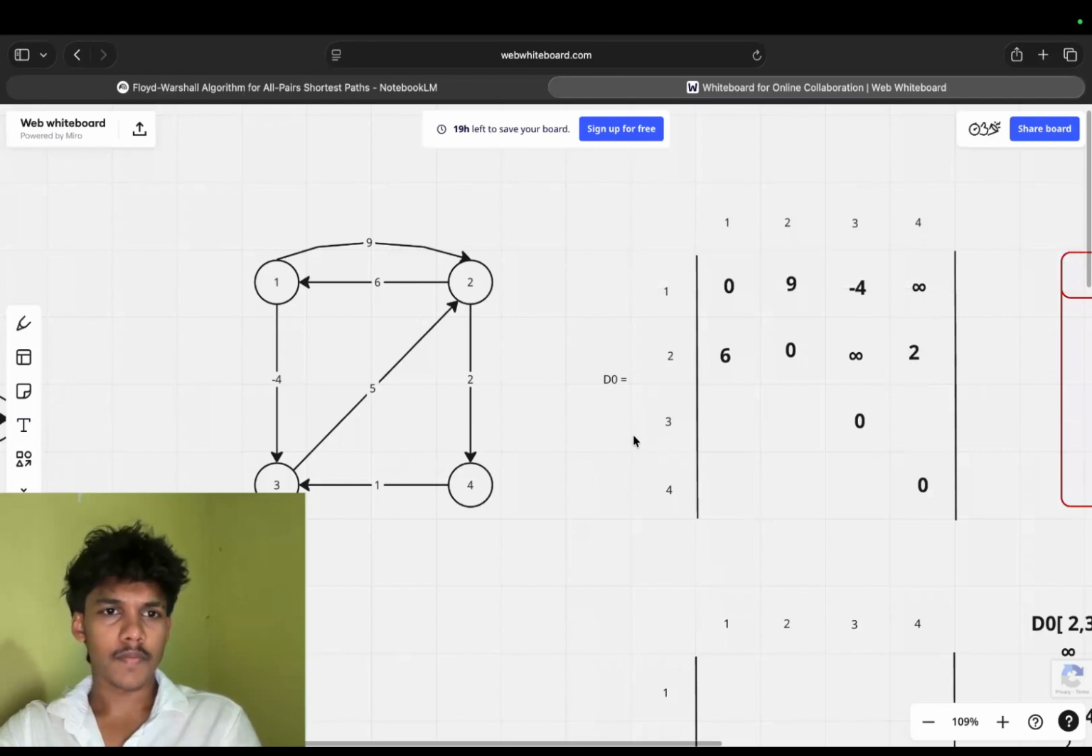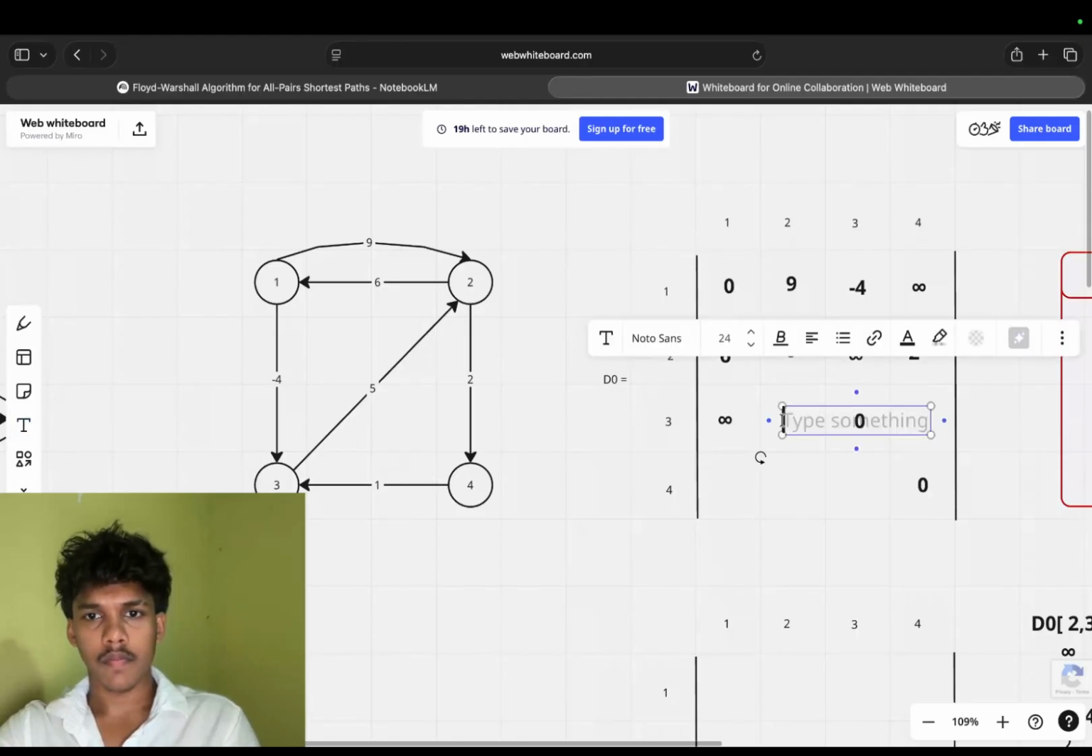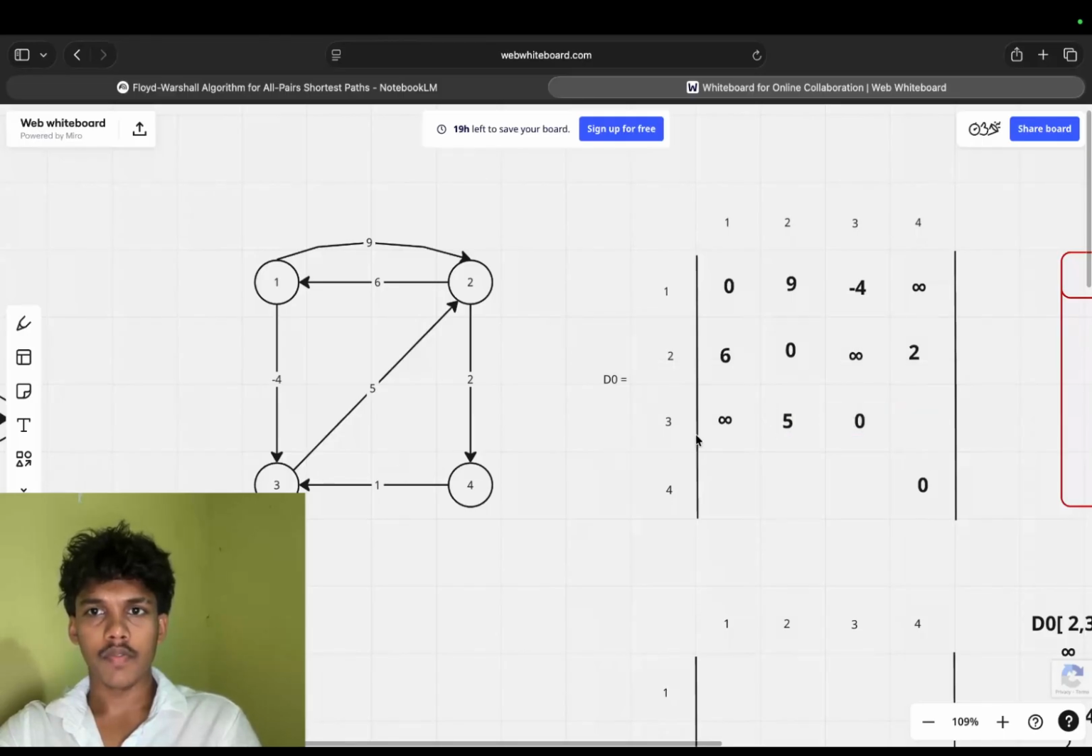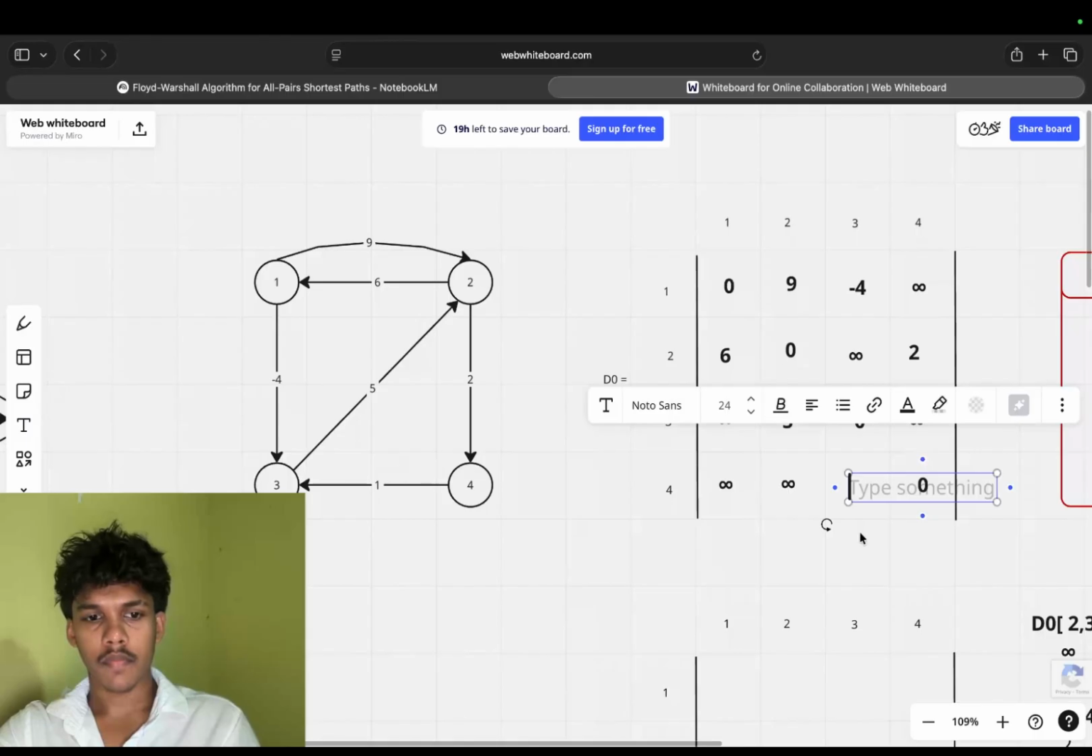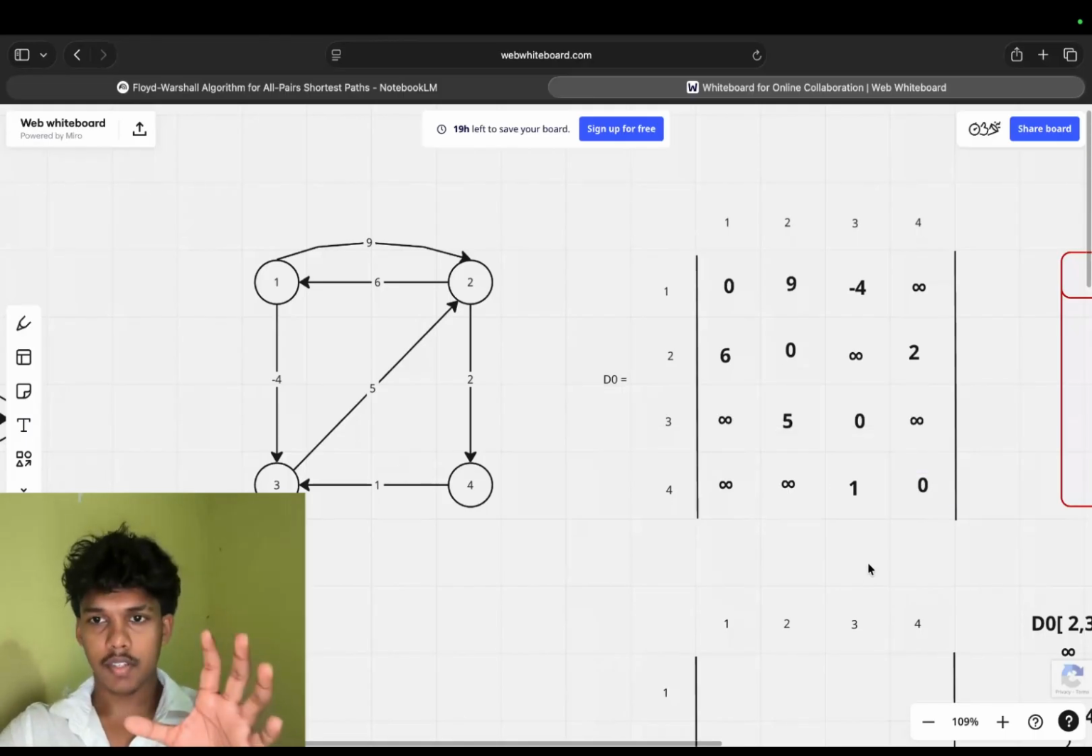3 to 1, no direct path, it will be infinity. 3 to 2, 5. 3 to 4, no direct path, it will be infinity. 4 to 1, no direct path, infinity. 4 to 2, no direct path, infinity. 4 to 3, 1. Now we have created our initial distance matrix.